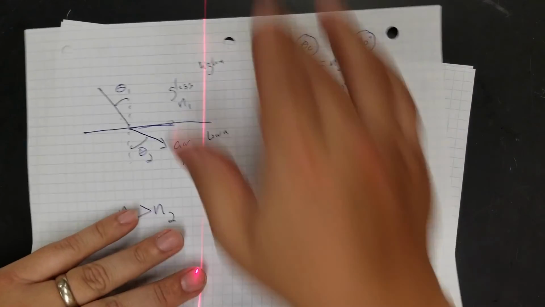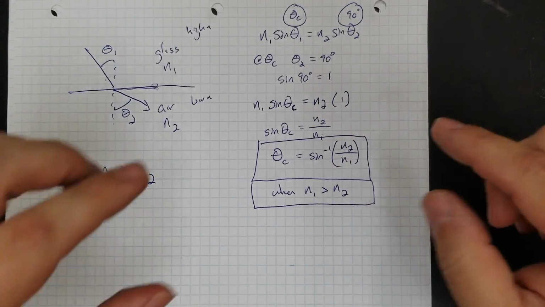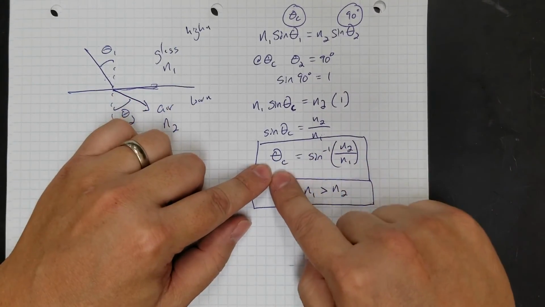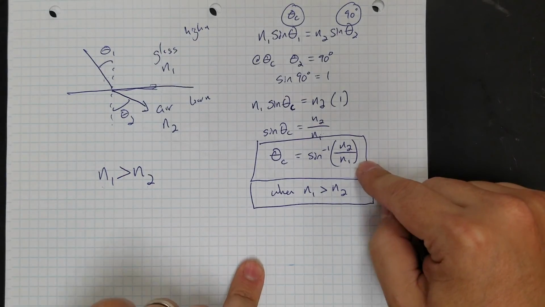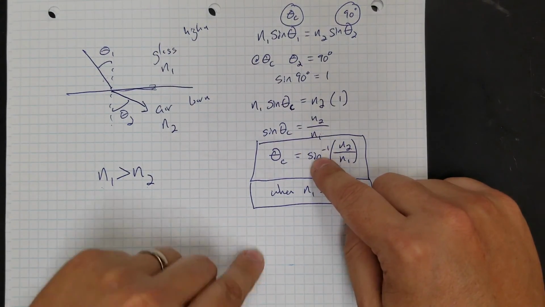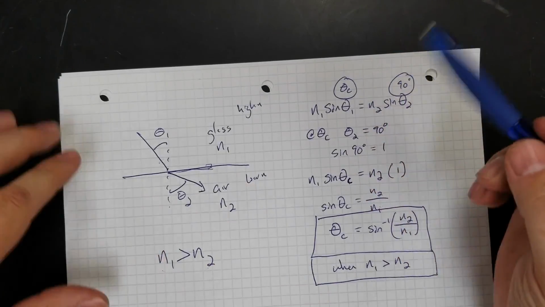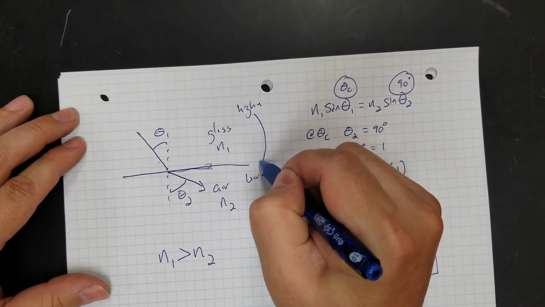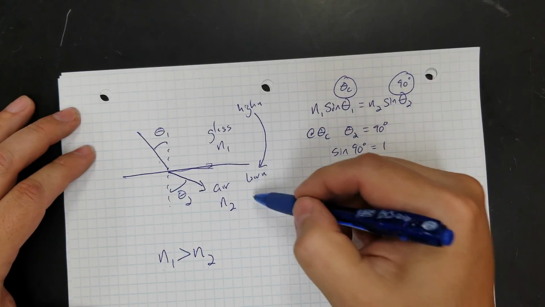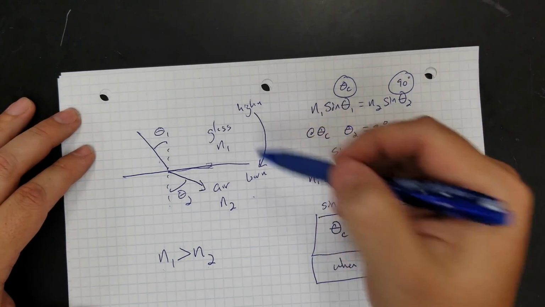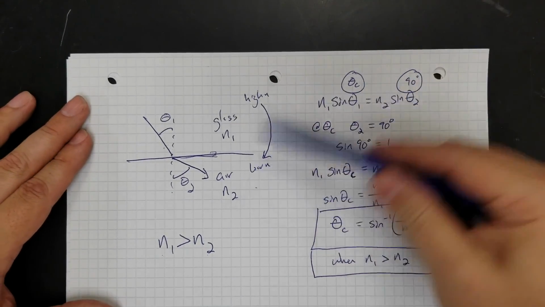Okay, so real quick review. The only formula you need: the critical angle is the arc sine of N2 over N1, right? Just remember to be in degrees on your calculator. And the key, this only works when you're going from something with a high index of refraction to a low index of refraction. Something like water to air or glass to air, something like that. It doesn't work when you go the other way around.